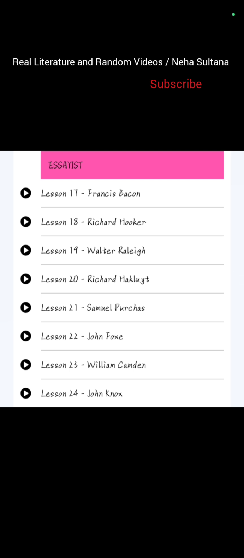There is another section in this chapter, all about essayists. So you have to study all these essayists. Lesson number 17 is about Francis Bacon, Richard Hooker, Walter Raleigh, Richard Hakluyt, Samuel Purchas, John Foxe, William Camden, and John Knox.